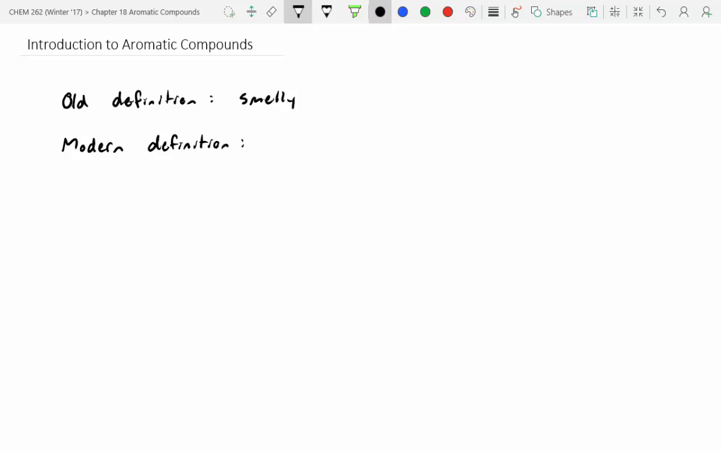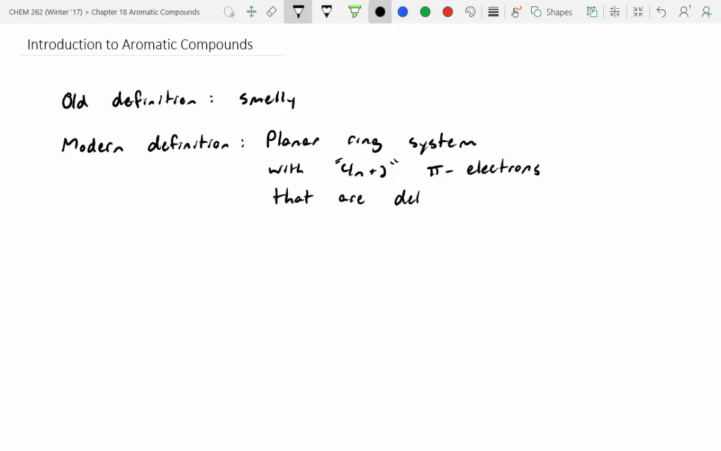The modern definition is that it's a planar ring system with 4n plus 2 pi electrons that are delocalized. And we're going to talk more about this 4n plus 2 rule a bit more tomorrow. But the definition is now very well defined, and you have to have a planar ring system, and you have to have a certain number of electrons in there.